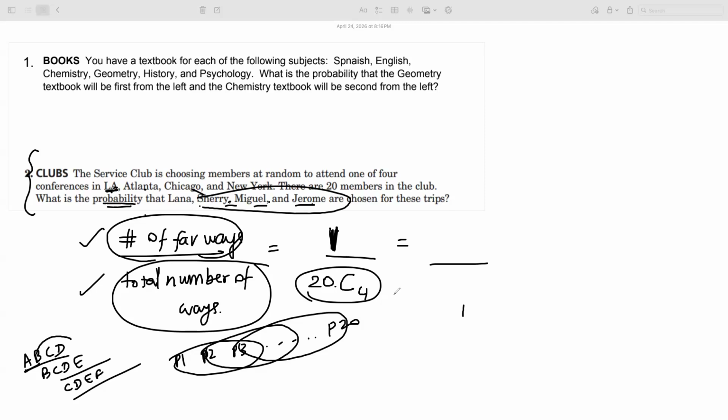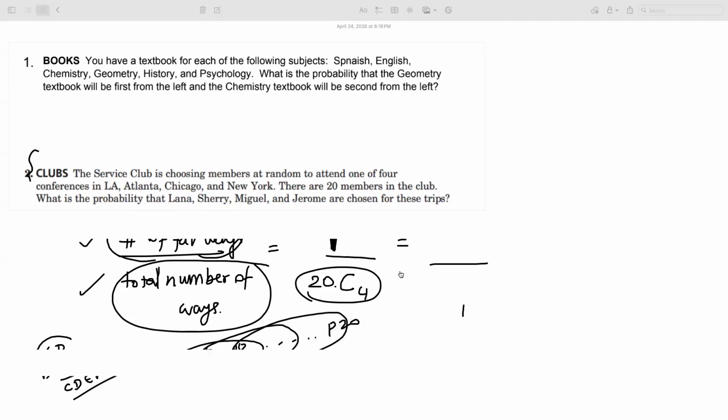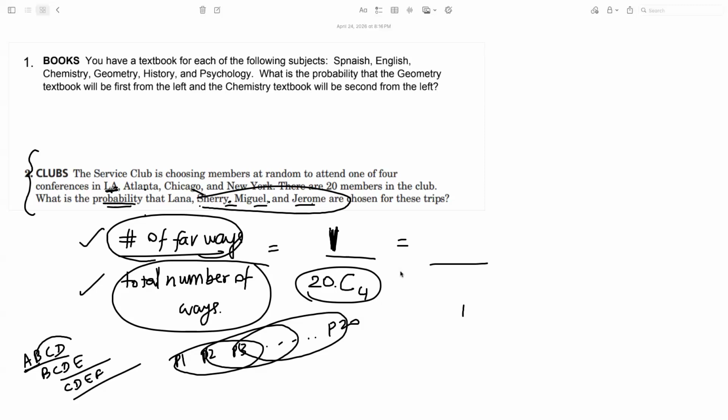So what do you get? 20 choose 4 is what? Let me check. You know how to put it in the calculator? Yeah, 20 choose 4 is 4845. I don't know how to put it in the calculator. Please know that. Okay, first to see the answer. Is it 1 by 4845? Can one of you check? I got that. Is that the answer?